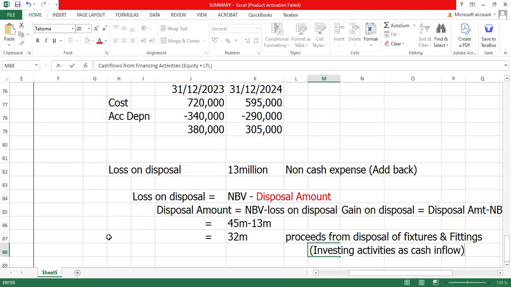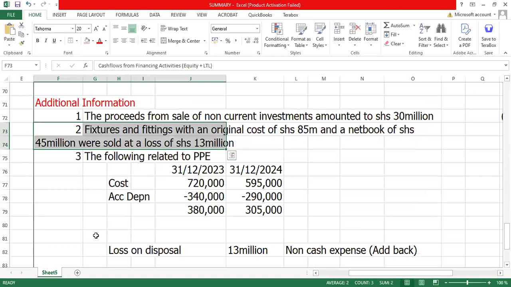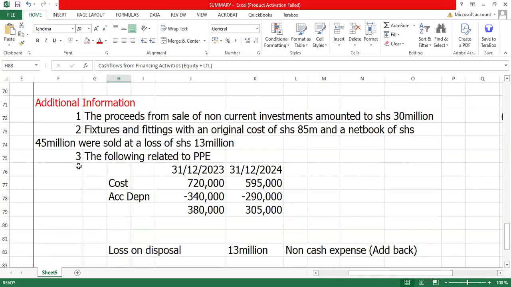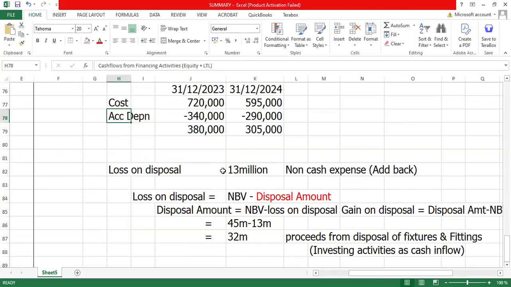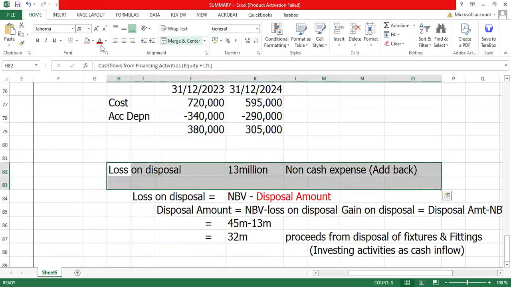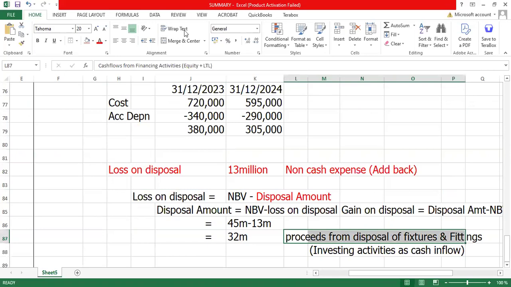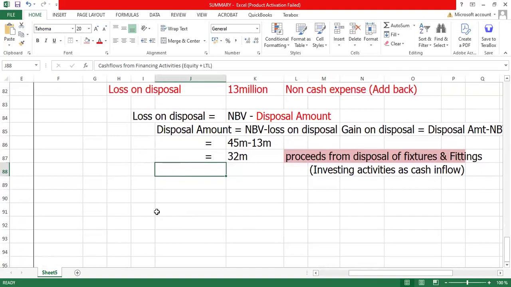Now, colleagues, next, how do you handle note number 3? Let me hope you have understood note number 2. In note number 2, you will need to add back the loss, then include the proceeds from disposal of fixtures and fittings in investing activities as cash inflow.